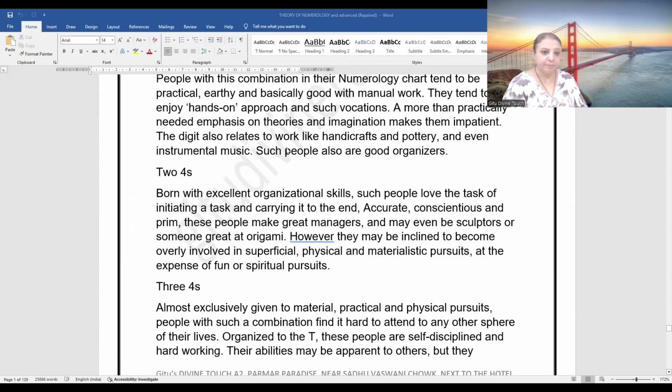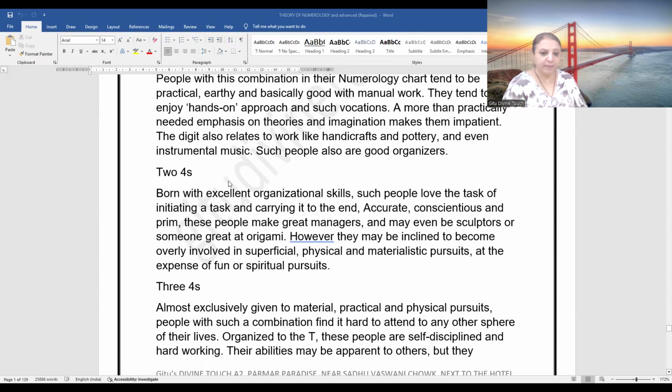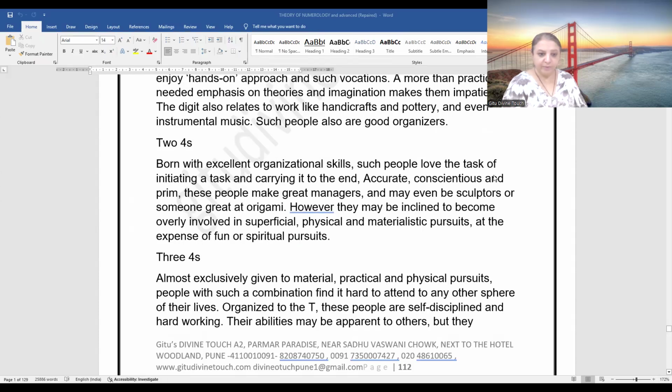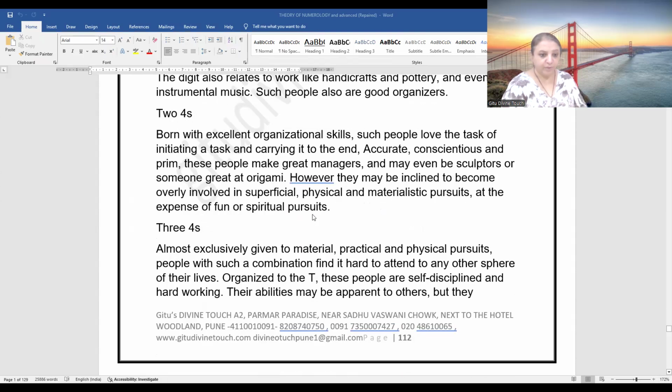So they have got better organizational skill compared to single 4. Single 4 people are also good organizers. These are excellent organizers. And they love the task of initiating any task and carrying it to the end. And they can be great managers and they are good in their conscience, meaning knowing the situation, knowing the person, may even be sculptors or someone great at origami. So good at, as it said here, that hands-on approach. They prefer to work with hands.